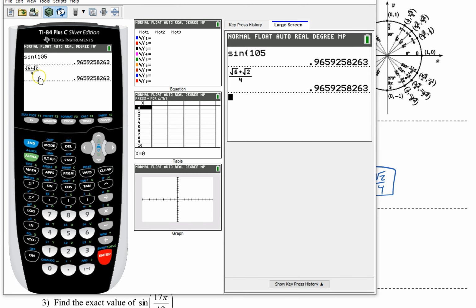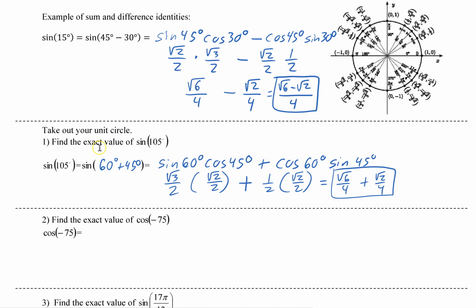And checking with our calculator, same answer. All right, let's do a cosine now. So two angles that would add up to make 75. So we need cosine of what? So we could do something like 45 take away 135. But if you remember, cosine is even, so it doesn't really matter what we pick.